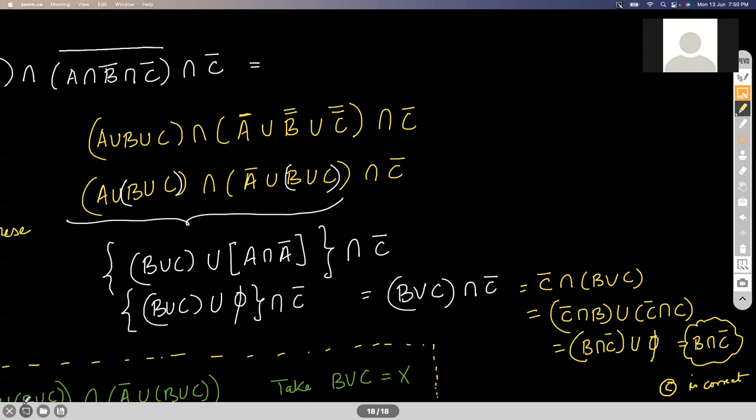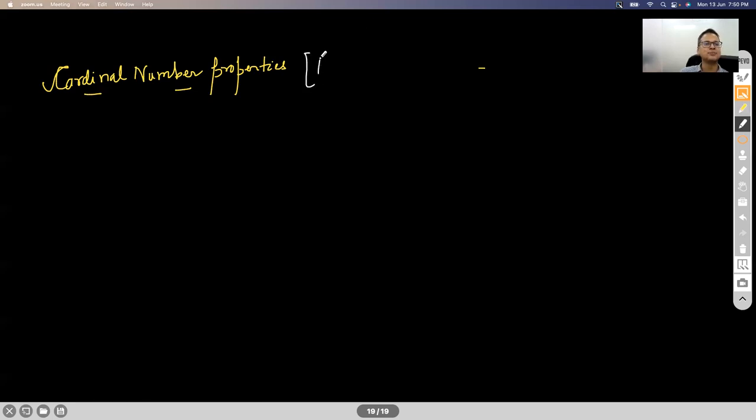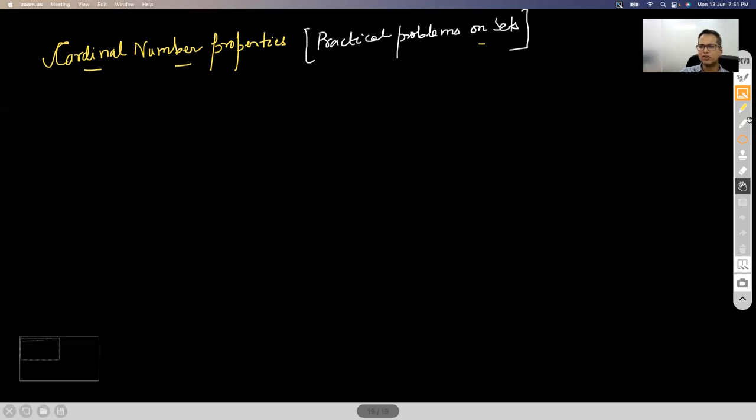Yes. Make sense? So guys and girls, here we move on to the last part of this chapter, which is called the cardinal number properties of sets. Please note the name of this topic is the properties applied to cardinal number, not the sets themselves, but applied to the number of elements in the set. Many people also call it practical problems on sets.